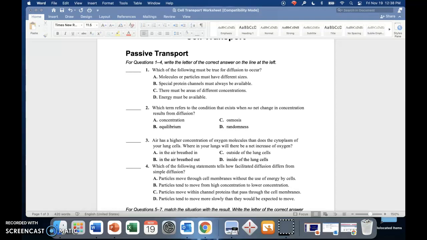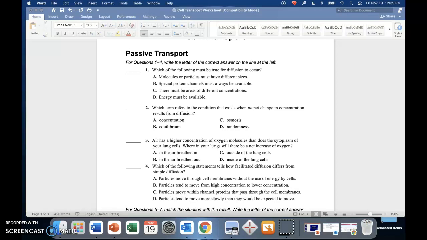Your first question was, which of the following must be true for diffusion? We talked about diffusion as one of the 3 different types of passive transport, along with osmosis and facilitated diffusion. And it doesn't matter if you're talking about diffusion or osmosis or facilitated diffusion. With passive transport, there's one thing that is always true, and that is that the particles always move from where there are more of them to where there are less of them.